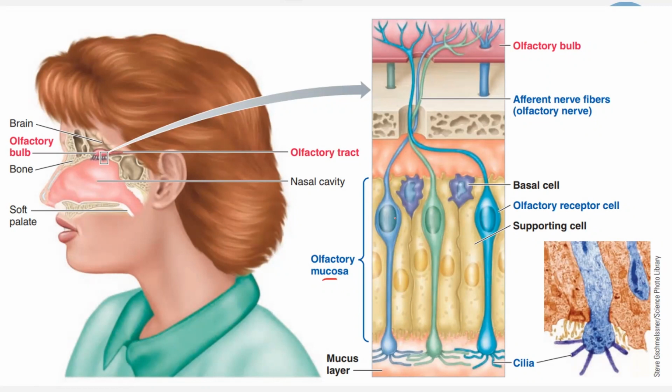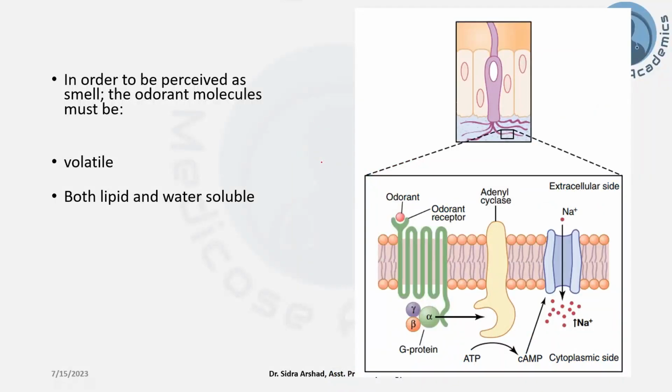You can see that these olfactory cells have two processes. The dendrites of the olfactory cells have the cilia, which project into the mucus layer. On the cilia are present the olfactory receptors, and the axons of the olfactory cells move into the olfactory bulb through the cribriform plate of the ethmoid bone. In order to be perceived as smell, the odorant molecules must be volatile, and they must be both lipid and water soluble so that they can reach the olfactory membrane and cross the mucus layer to bind to their receptors in the olfactory cilia.